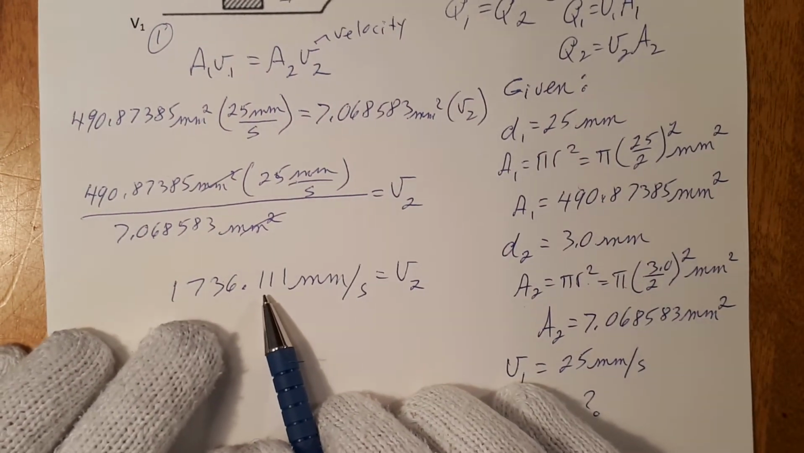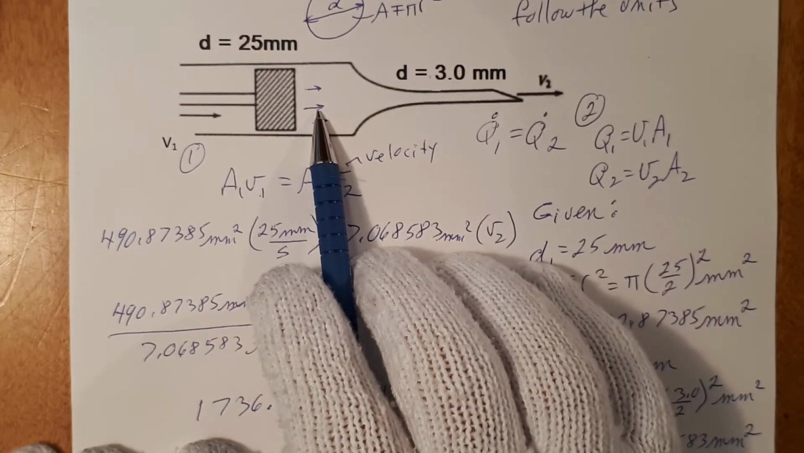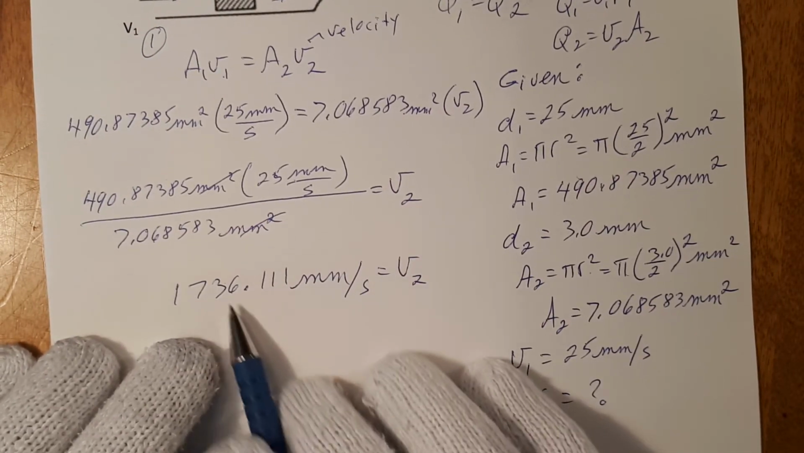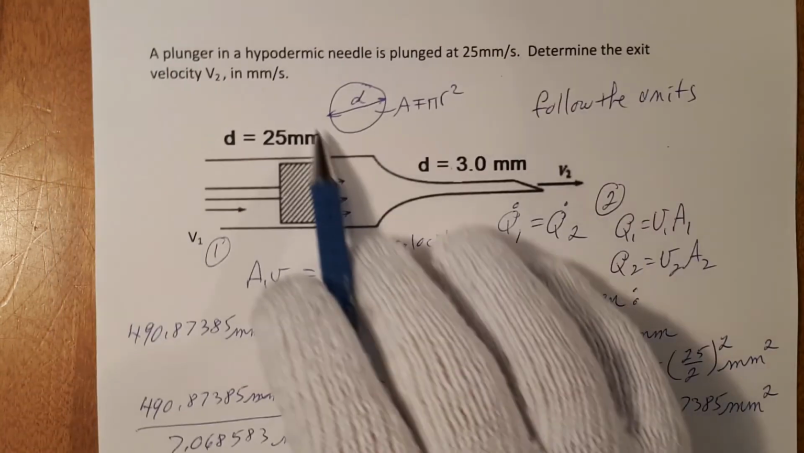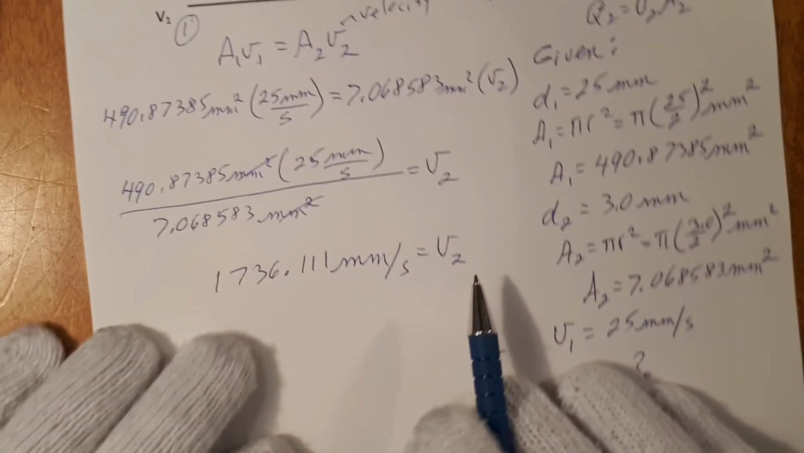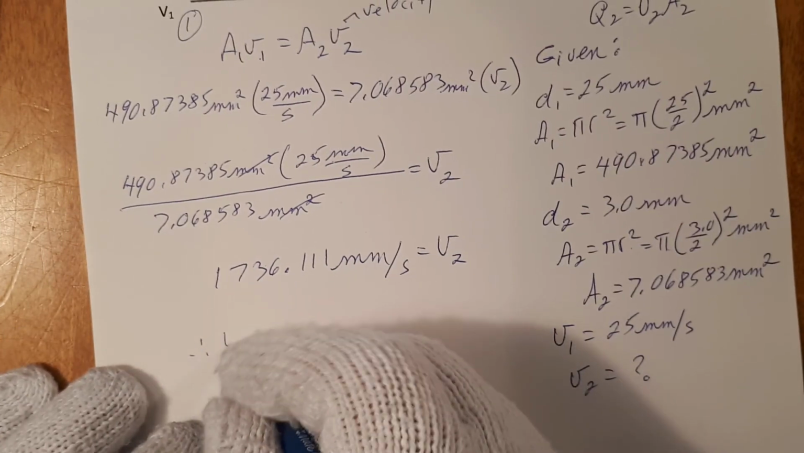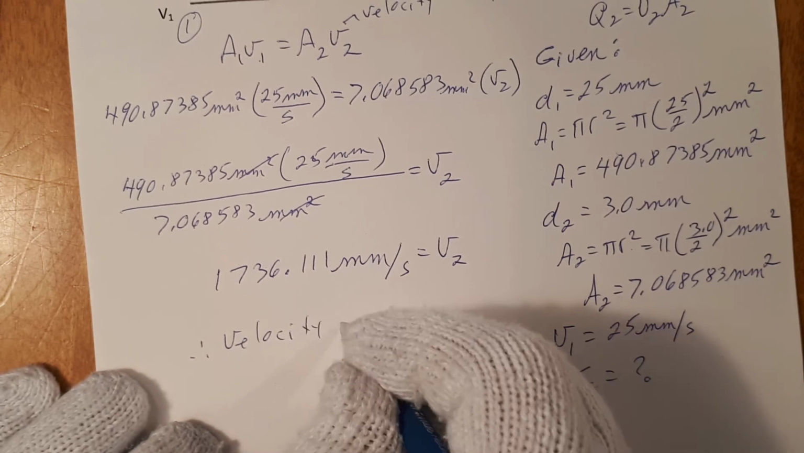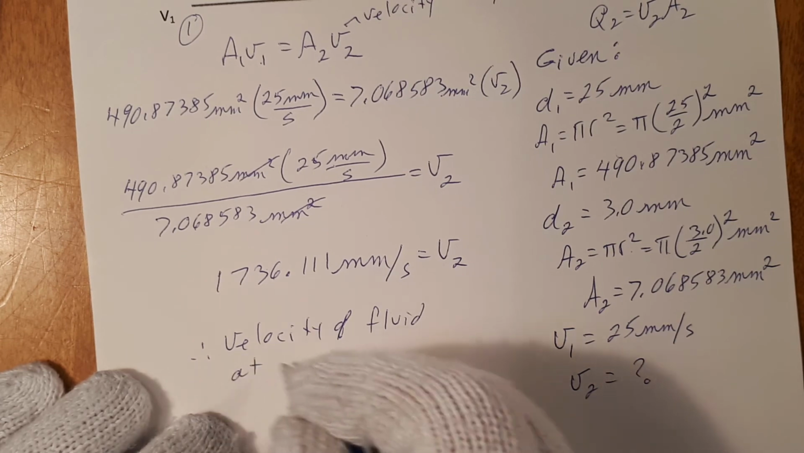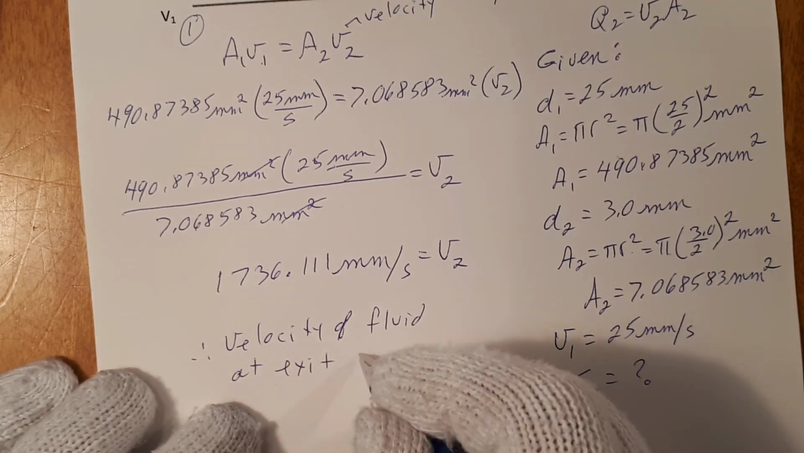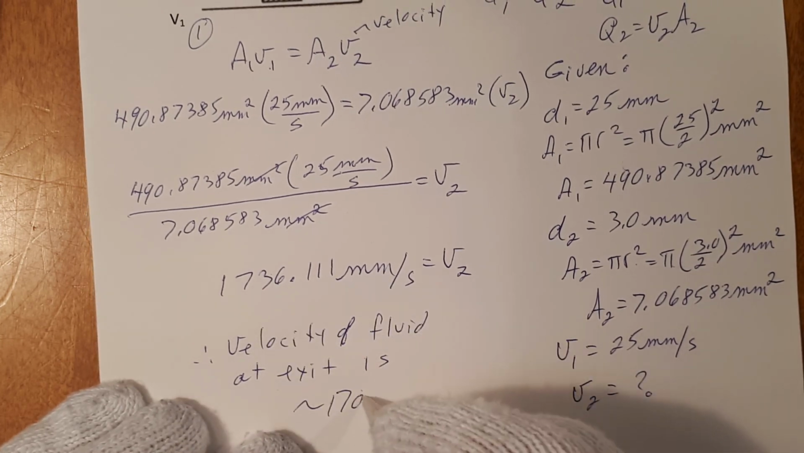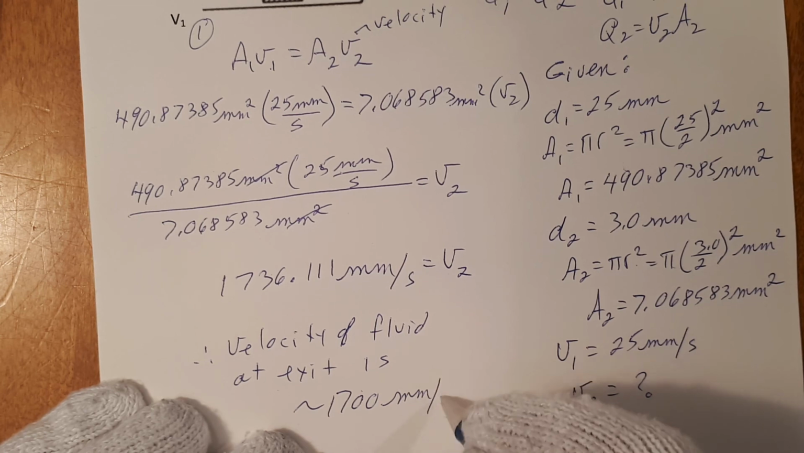Considerably faster than the speed of the plunger. Now reducing this for the final answer to proper significant figures, we have two sig figs throughout. Therefore, the velocity of the fluid at exit is approximately 1700 millimeters per second.